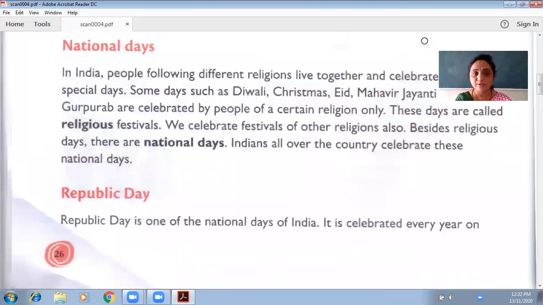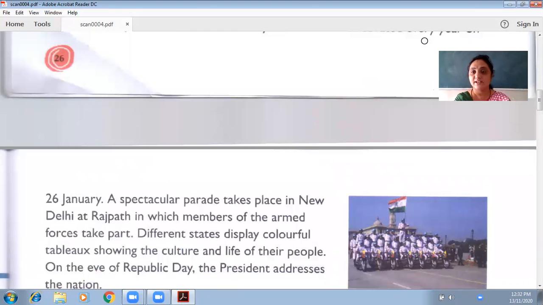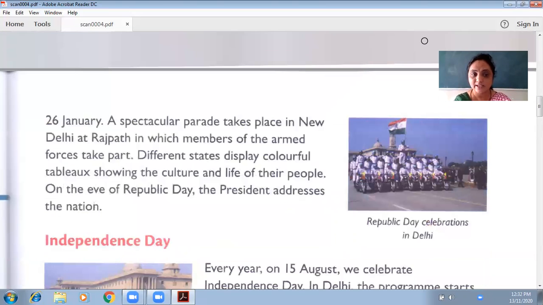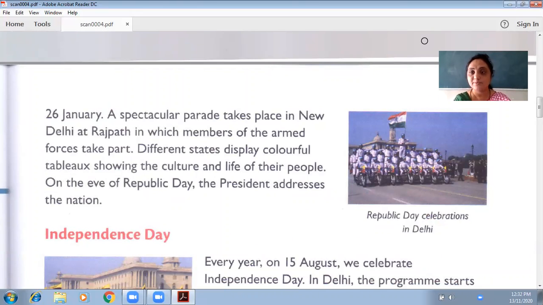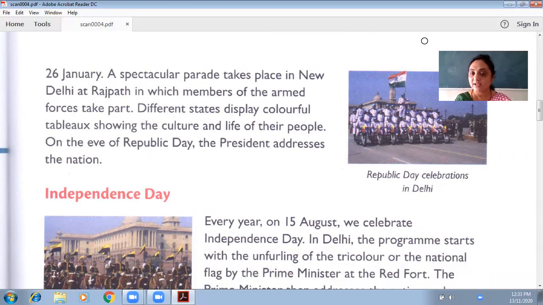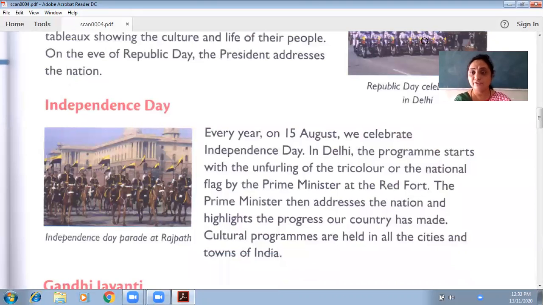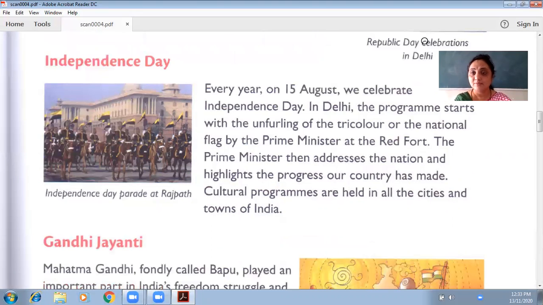So Republic Day is one of the national days of India. When is it celebrated? It is celebrated every year on 26th January. A spectacular parade takes place in New Delhi at Rajpath, and the armed forces take part in it. There are colorful tableaus displaying the culture of the people on Rajpath. Here you can see the picture of this, right? The president addresses the nation on that day. Who is the present president of India? The present president of India is Ramnath Kovind.